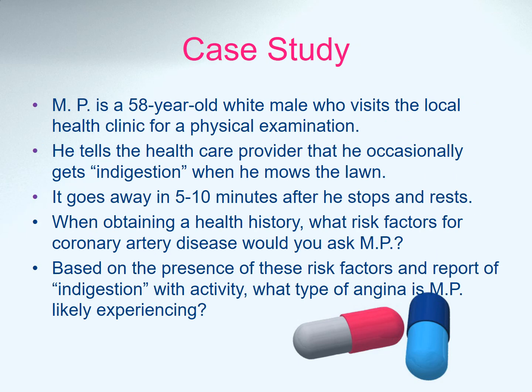So MP is a 58-year-old white male who visits a local health clinic for a physical examination. He tells a healthcare provider that he occasionally gets indigestion when he mows the lawn. It goes away in 5 to 10 minutes after he stops and rests. While obtaining a health history, which risk factors for coronary artery disease would you ask him? Based on the presence of these risk factors and report of indigestion with activity, what type of angina does MP have?